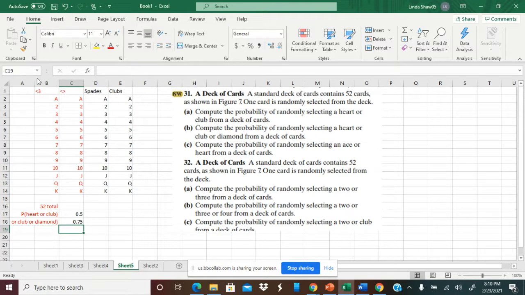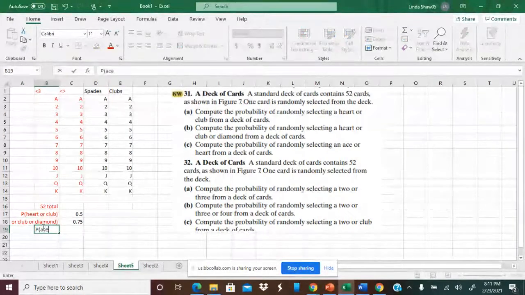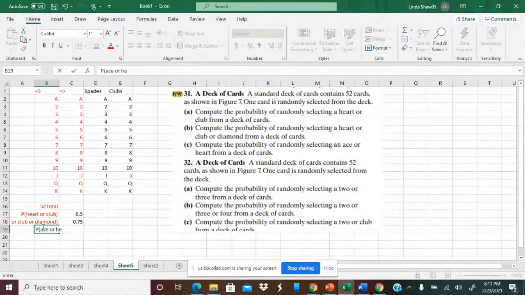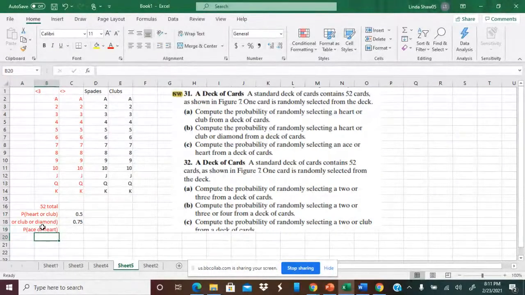Okay, so that is B. Okay, and now let's go to C. Now you're getting an ace or a heart. Now, hey, everybody pay attention to this, because this actually brings up something new. And Lori, especially you pay attention to this, because you see this overlaps. Because you see, it says, what's the probability of selecting an ace or a heart?